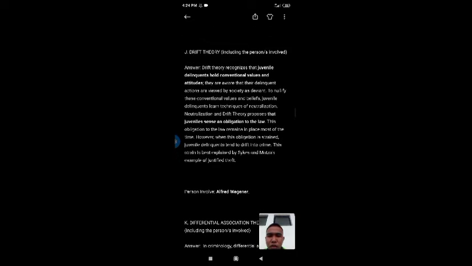So let's go to letter G, the drift theory. So in this drift theory, it recognizes that juvenile delinquents hold conventional values and attitudes. They are aware that their delinquent actions are viewed by society as deviant.